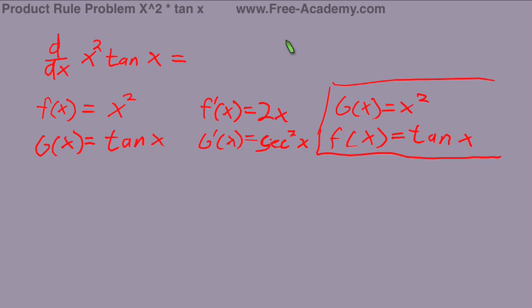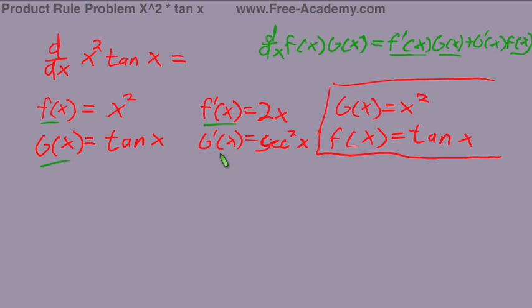And let me write up the formula for the product rule. The derivative of f of x and g of x equals f prime of x, g of x, plus g prime of x, f of x. So once we have these four elements, f of x, g of x, f prime of x, g prime of x, we can just substitute them all into their proper place in the formula.